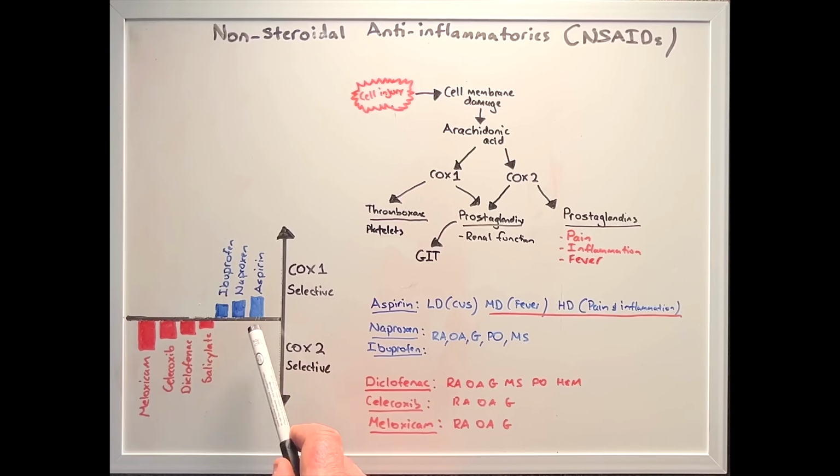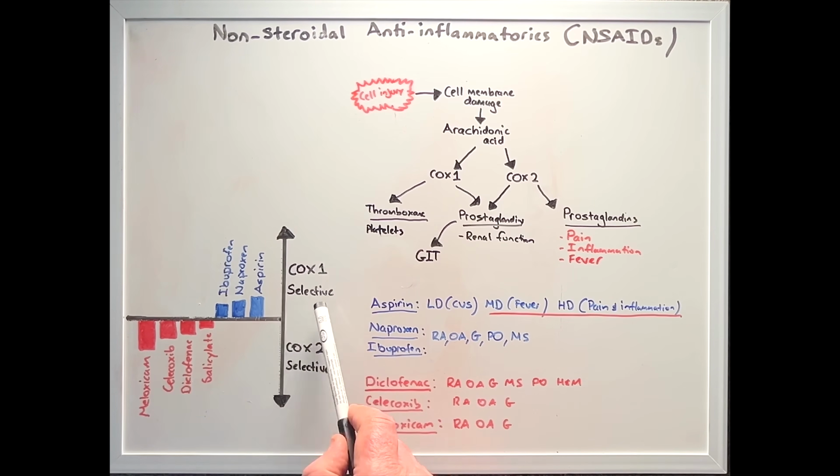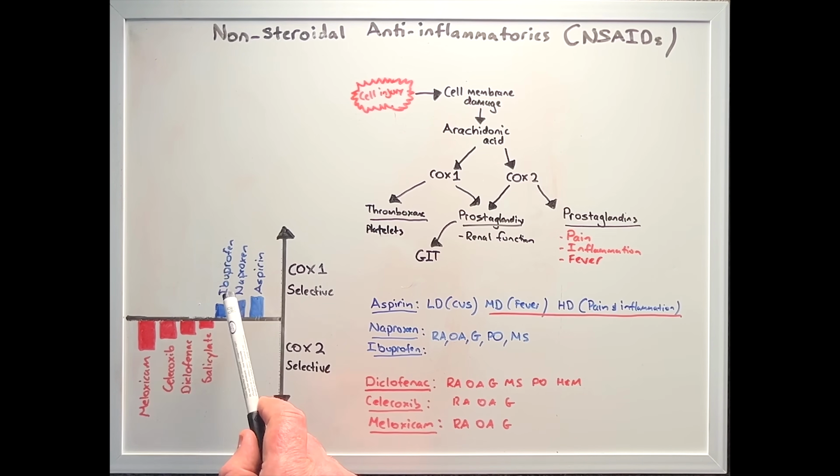Some NSAIDs are more COX-1 selective, such as aspirin, naproxen, and ibuprofen, whilst other NSAIDs are more COX-2 selective, such as salicylate, diclofenac or Voltaren, celecoxib, or meloxicam.